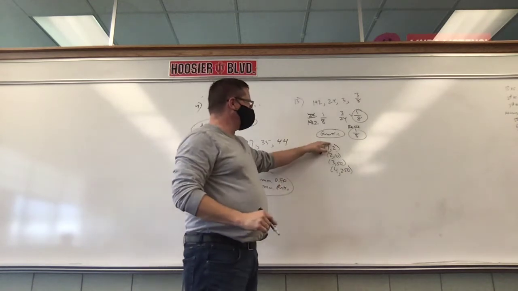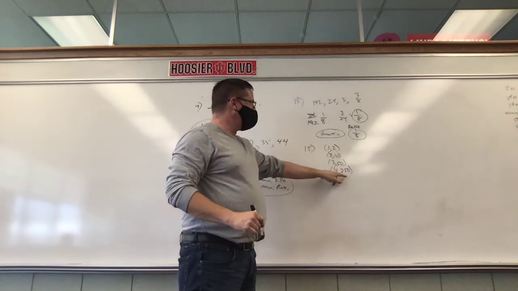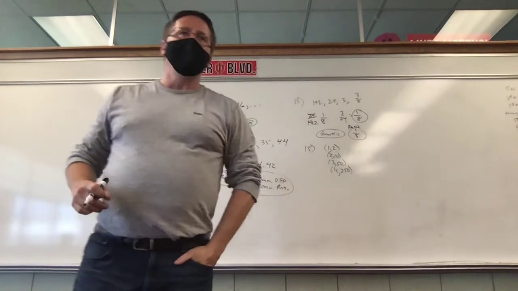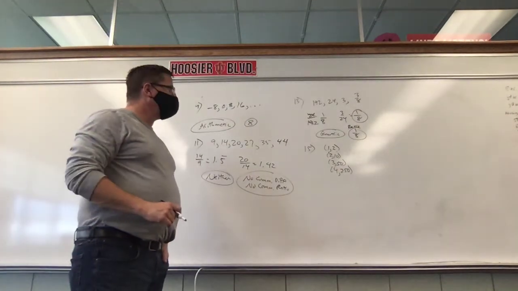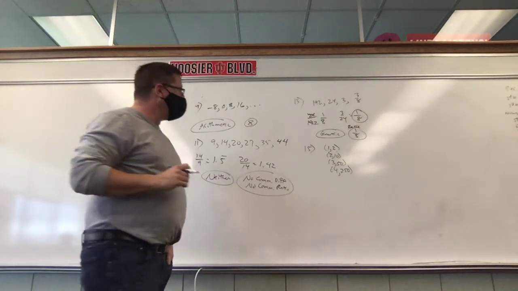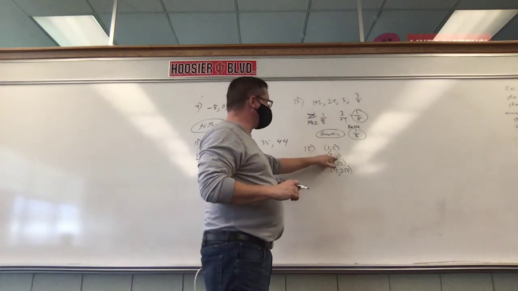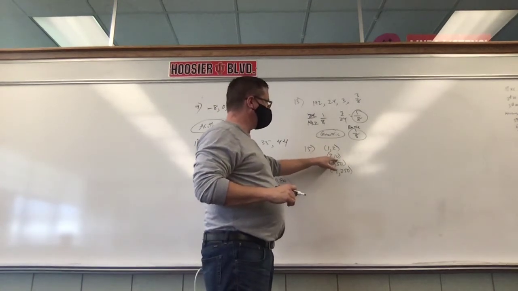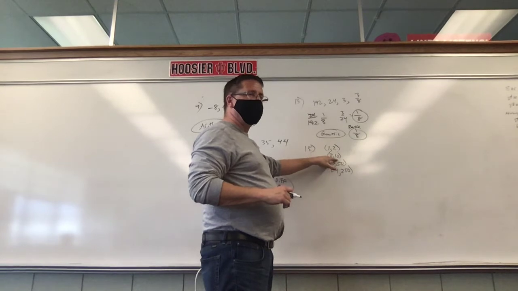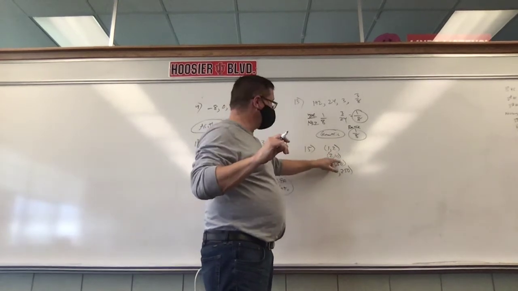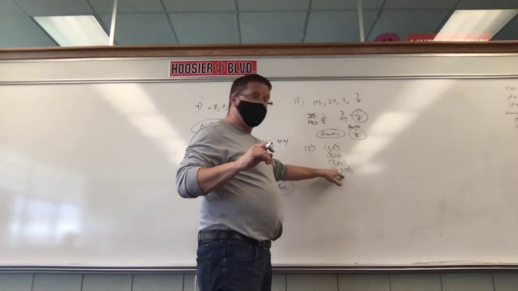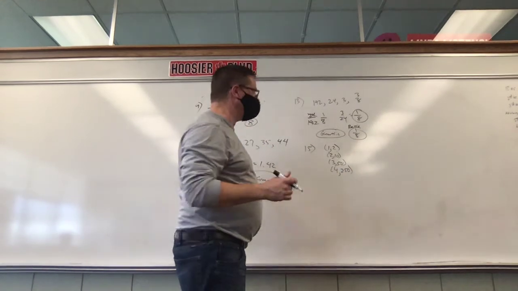I went from 2 to 10 to 50 to 250. Isn't it multiplied by like 10? Well, no, if you times by 10, you'd be at 20. What are you timesing by? How do you go from 2 to 10? Times by 5. How do you go from 10 to 50? Times by 5. So, arithmetic or geometric?